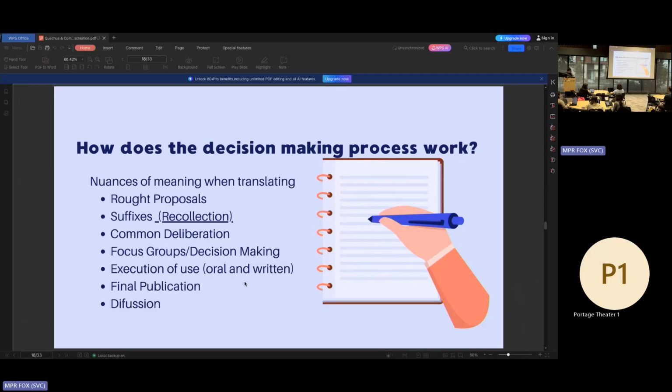But also going to focus groups, the decision making in these cases where we gather as a community, not only professionals, but also native speakers, actual speakers from multiple parts of Peru, other parts of Ecuador, Colombia, because Quechua is not only spoken in Peru, it's spoken in Ecuador, Colombia, Argentina, Chile. So it's a whole process. It's a whole family of different languages that share certain concepts, but at the same time have certain beautiful variations. After that, we go to the execution of use. In this case, it's oral and written.